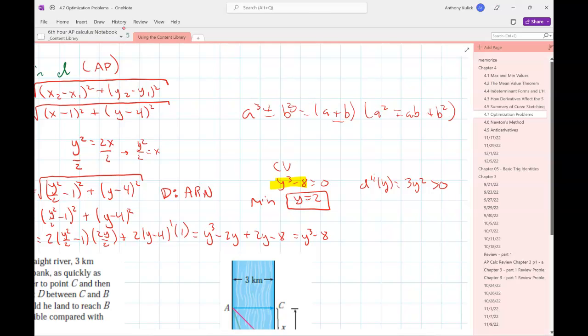Everybody's cool with that? Now I need the coordinate here. I have only the y coordinate. Where am I going to get the x from? Right there.